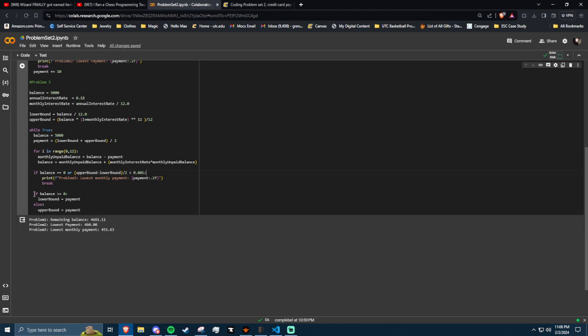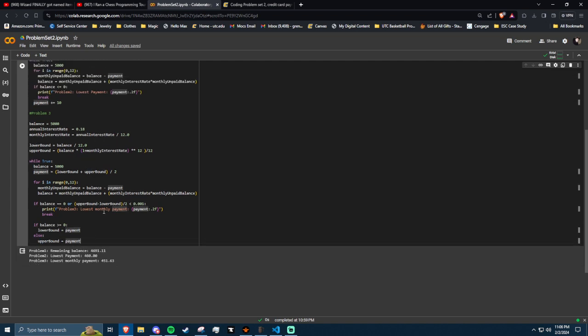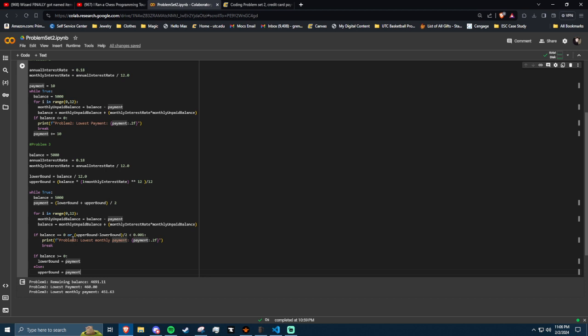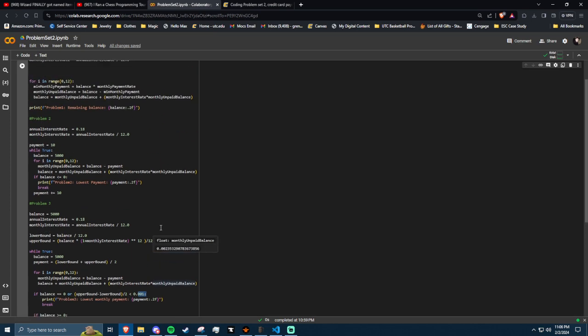And if not, we're going to end up down here where we can either change the lower bound or the upper bound depending on which side of the target we're on. If the balance is above or equal to 0, we're going to change the lower bound to what payment is, and else we're going to set the upper bound to payment. And then we're going to run it back until we end up with either a balance that's equal to 0 or an upper bound minus lower bound divided by 2 that is less than a cent, or I guess 0.001. And that is how these work.